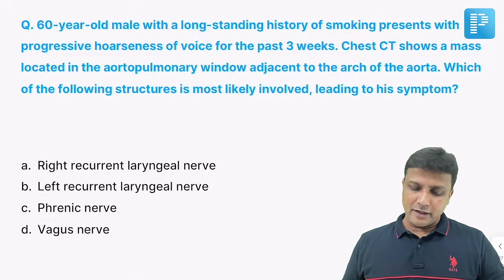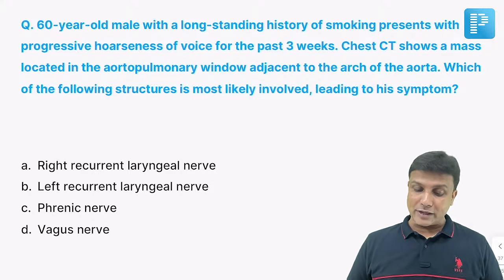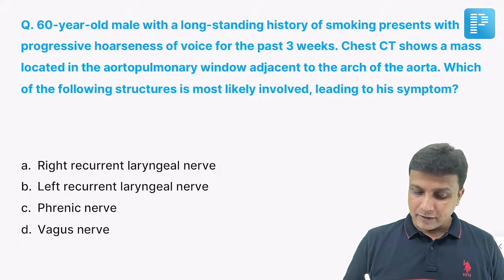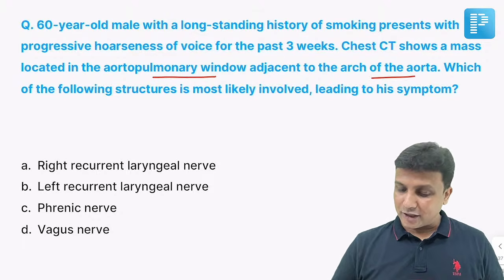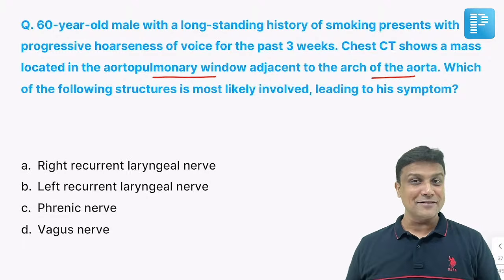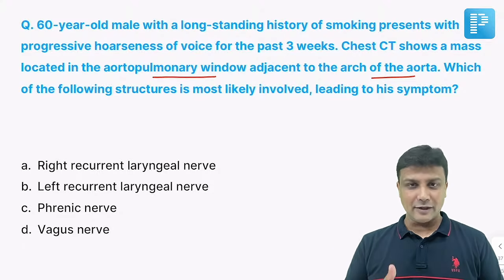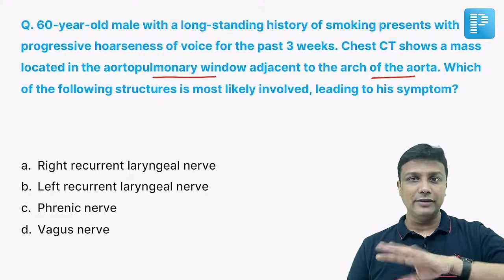A 60-year-old male with a long-standing history of smoking presents with progressive hoarseness of voice for the past 3 weeks. Chest CT shows a mass located in the aortopulmonary window, adjacent to the arch of the aorta. Which of the following structures is most likely involved leading to his symptoms? Now, can you please recall the recurrent laryngeal nerve? Okay, recurrent laryngeal nerve. We have two of them, right and left one.